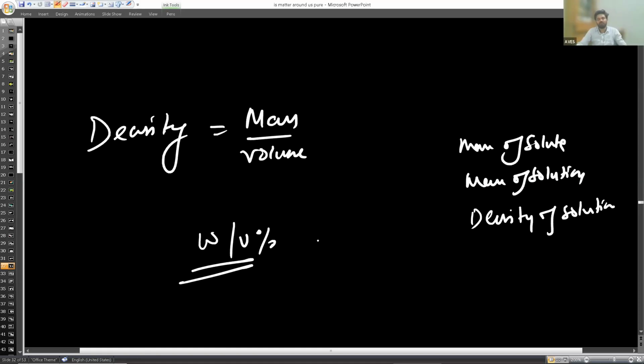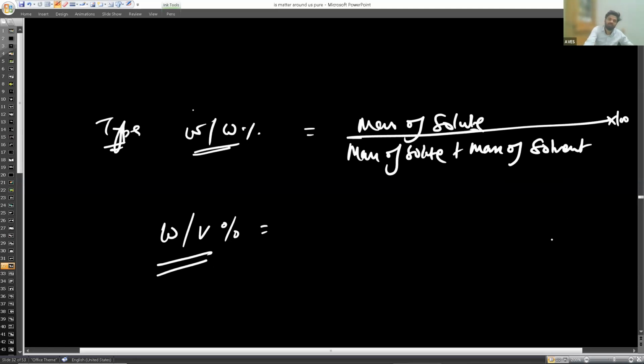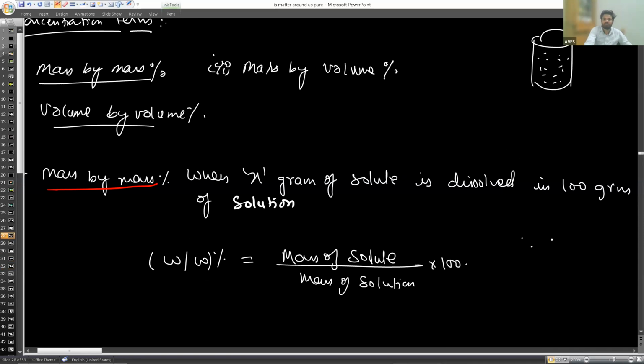Okay, so mass by volume percentage. In that case, it is very simple. Density is equal to mass upon volume, and you need to understand this. You can convert easily: you need volume but you have mass, so volume will be equal to mass by density, that is, mass of solution upon density of solution. You have to do it like this. So if you have a question like this, do this question.